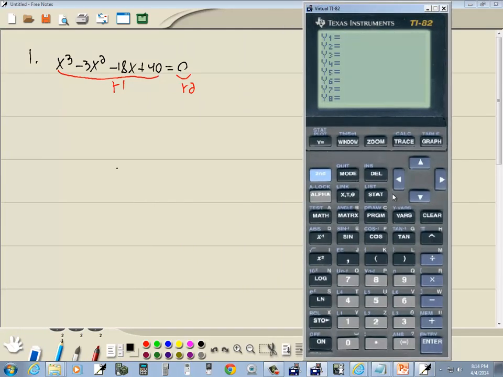Okay, so press y equals, press clear if you have anything there. Do your x key, caret 3, minus 3, x key, x squared, minus 18x plus 40. And then I want to down arrow to y2 and put a 0 there. This process does not work if you don't have a 0 on y2. We're going to do second trace. I want to choose intersect, and you see there's a 5 in front of it, so I'll go ahead and press 5.